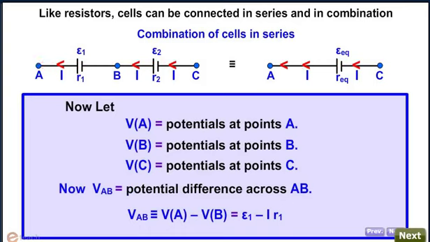Now let VA equal the potential at point A, VB the potential at point B, and VC the potential at point C. Now VAB equals the potential difference across AB. VAB is equivalent to VA minus VB, which equals epsilon 1 minus IR1.